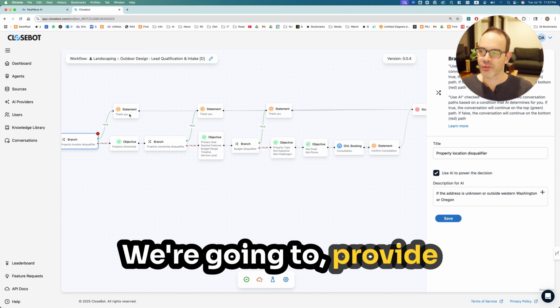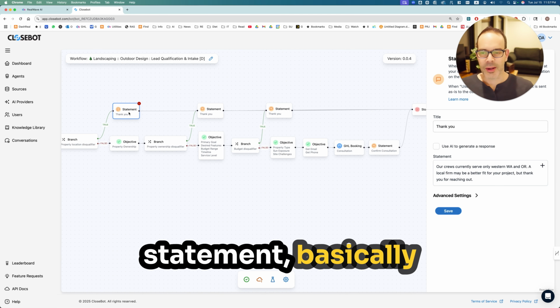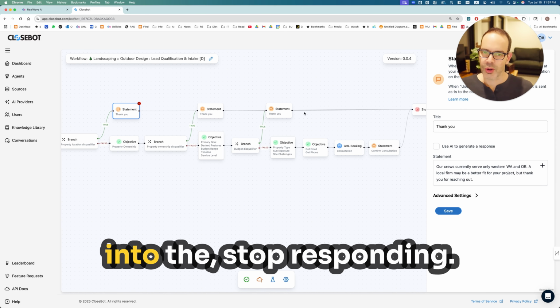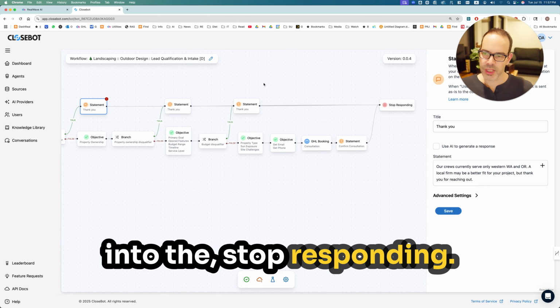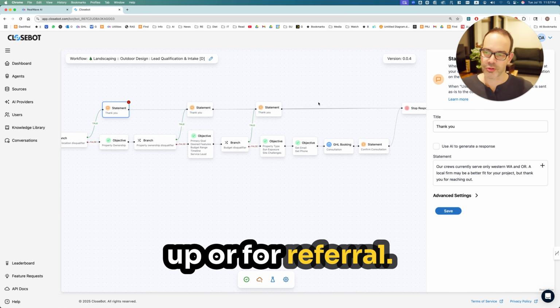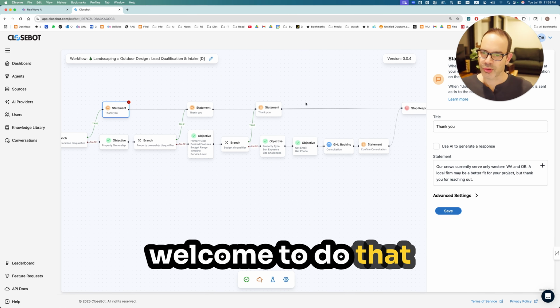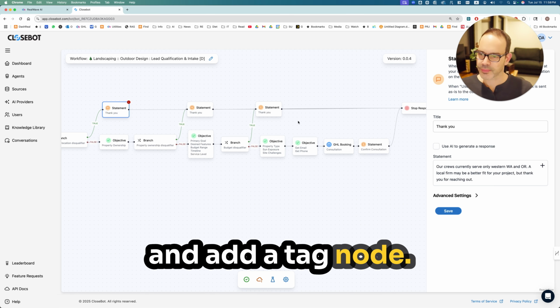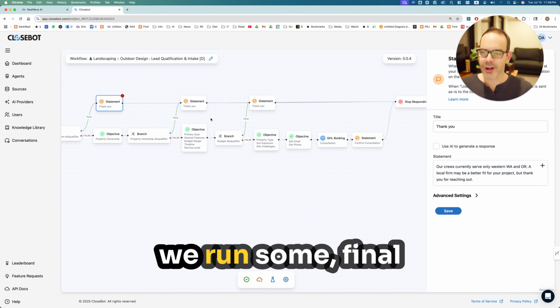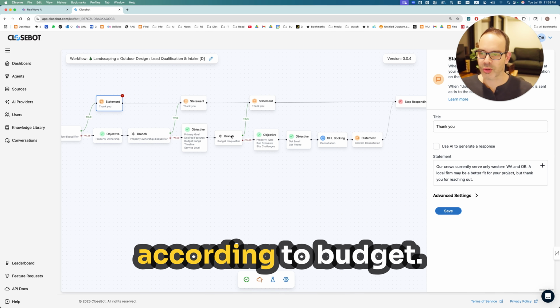By the way, pay attention how if at any given stage a lead is disqualified, we're going to provide them with a nice statement, basically apologizing that we can't help them. And all those leads go into the stop responding. If you want to tag them for future follow-up or for referral, you're of course welcome to do that and add a tag node.